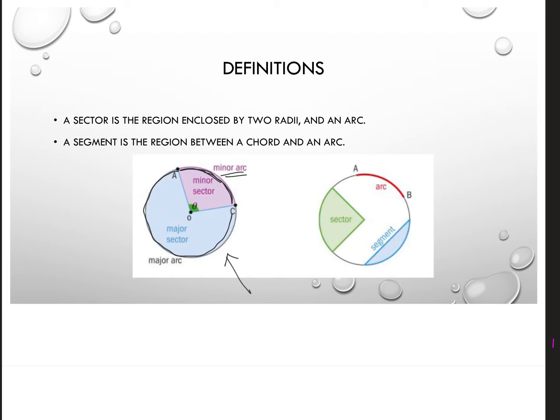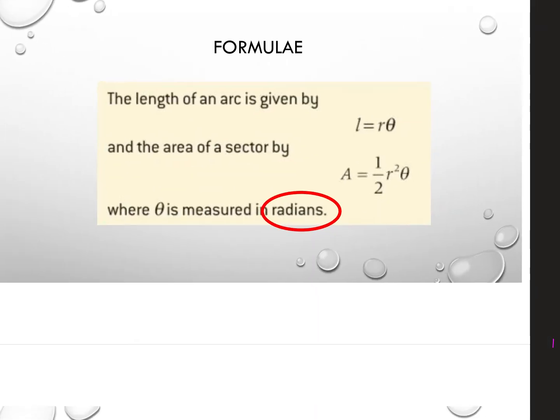All right. Again, here's just another picture so you can understand the difference between a sector, a segment, and an arc. Now there's a couple of different formulae. If you're wondering why it's spelled this way, this is an IB book that we use, and they use European spellings. It's the plural of formula.